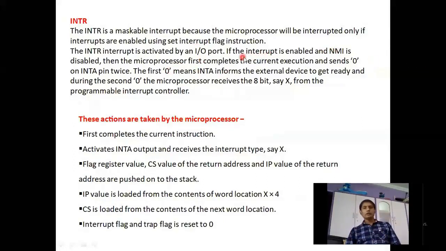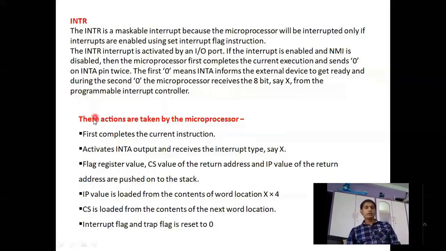Here, if the interrupt is enabled and NMI is disabled, then only the microprocessor first completes the current execution and sends 0 to the INTA bar pin twice. So INTA bar is 0, then only it will activate. That information is given to the external peripheral. Then the external peripheral understands that the processor is ready to execute my instructions.